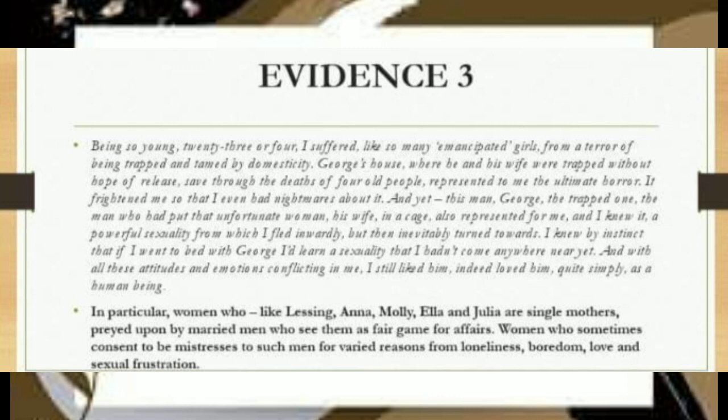So for the explanation, in particular, women like Anna, Molly, Ella, and Julia are single mothers preyed upon by married men who see them as fair game for affairs. Women who sometimes consent to be mistress to such men for varied reasons, from loneliness, boredom, love, and sexual frustration.